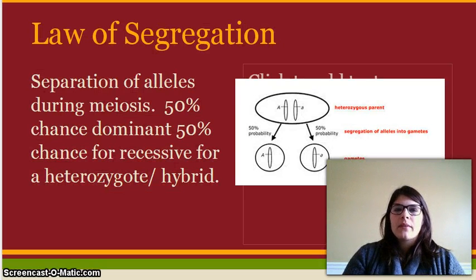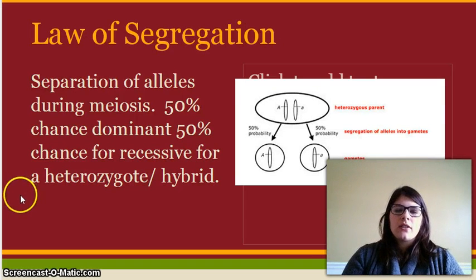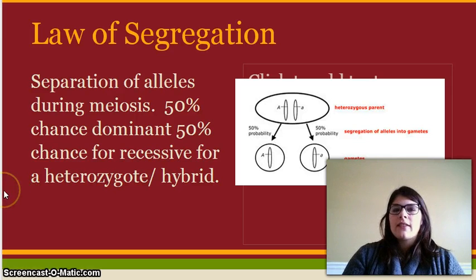Okay, so I want to talk to you a little bit about the law of segregation. This was one of Mendel's laws. The separation of alleles during meiosis. It's 50% chance dominant and 50% chance for recessive for a heterozygote or a hybrid. So when we look at it over here, let's say your dad is heterozygous for a trait like a hitchhiker's thumb.